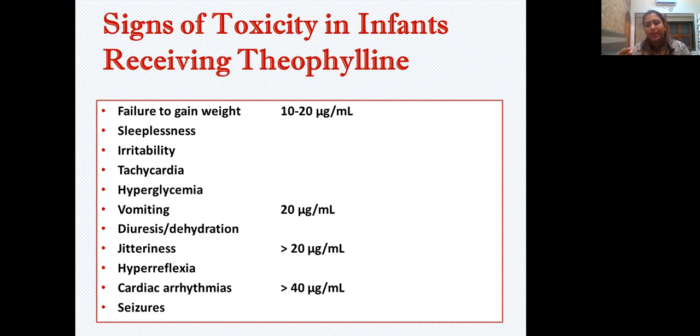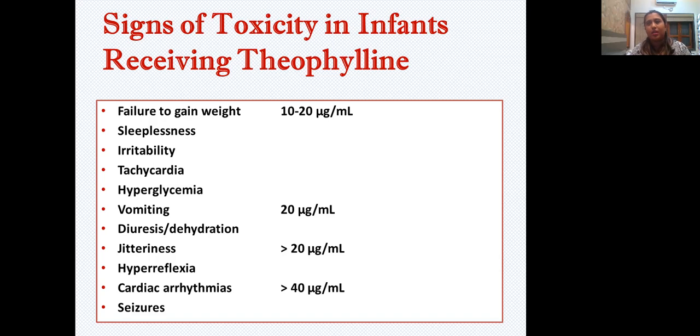For example, sleeplessness, irritability, tachycardia, or cardiac arrhythmias are not as much seen with caffeine citrate as compared to theophylline. So these are just for theory. So the signs of toxicity are failure to gain weight, sleeplessness, irritability, tachycardia, hyperglycemia, vomiting, diuresis or dehydration, jitteriness, hyperreflexia, cardiac arrhythmias, and seizures.